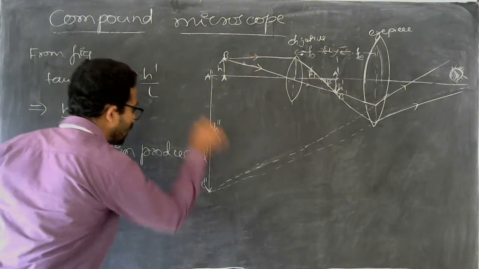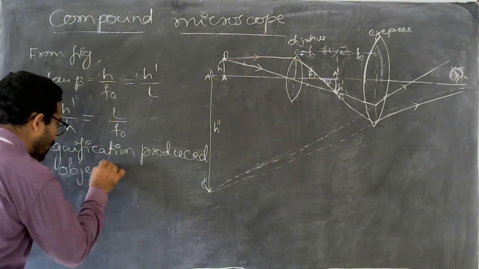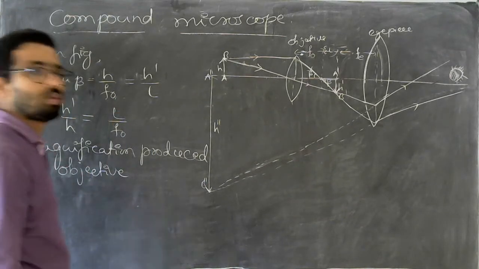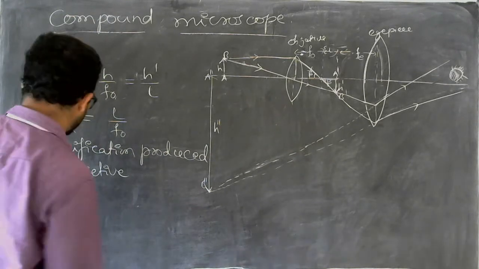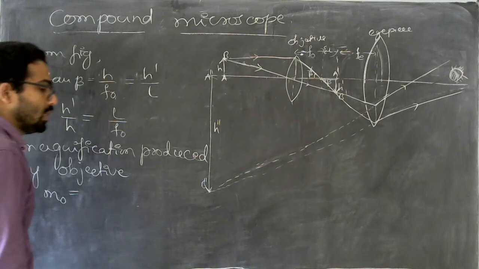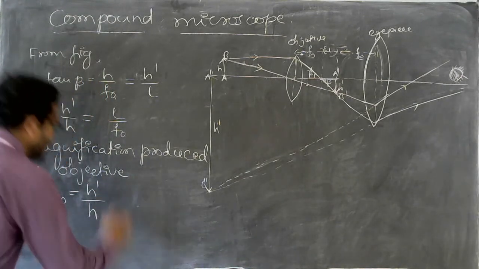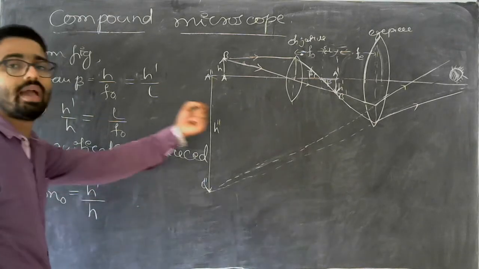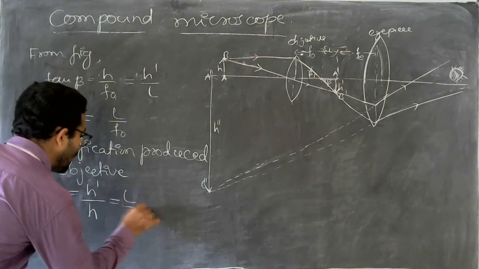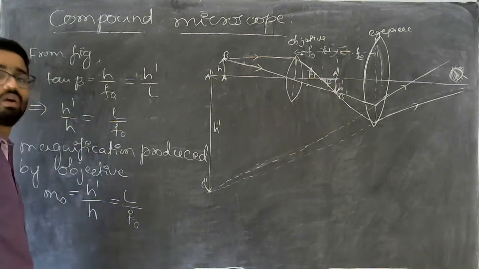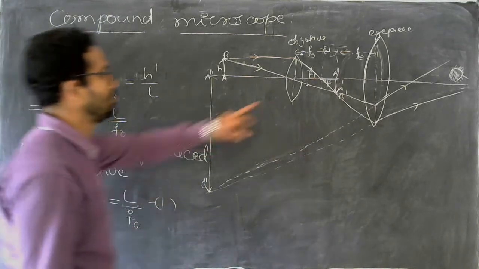Magnification produced by the objective lens, which is M naught. M naught is equal to H dash by H. This is the magnification produced by any lens. H dash by H, you already know the value, that is L by F naught. So this is the one equation for the magnification produced by the objective.